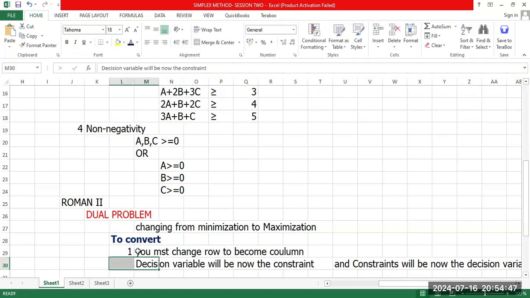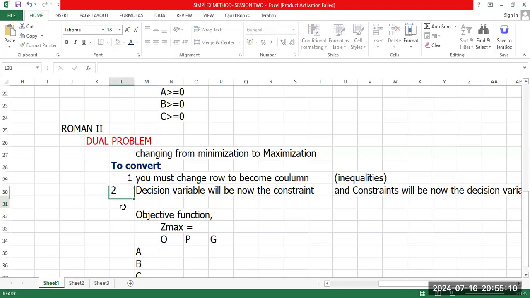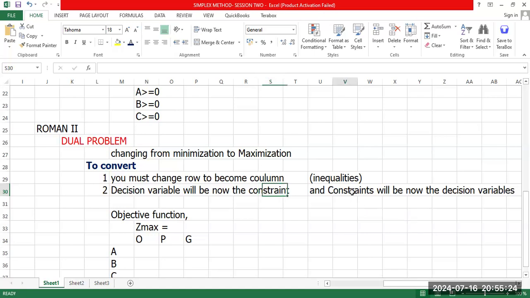One, you must change row to become column. This is related to your inequalities. Condition number two is that you must change your original decision variables to now be your constraints. And what was your initial constraints will now be the decision variables.